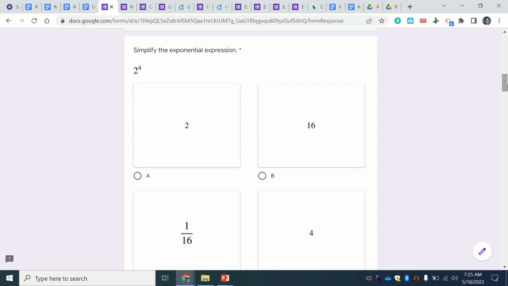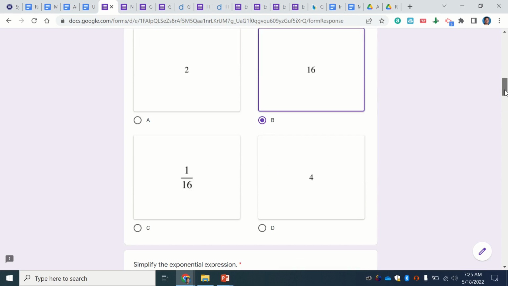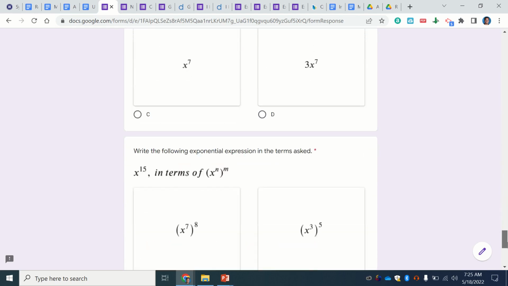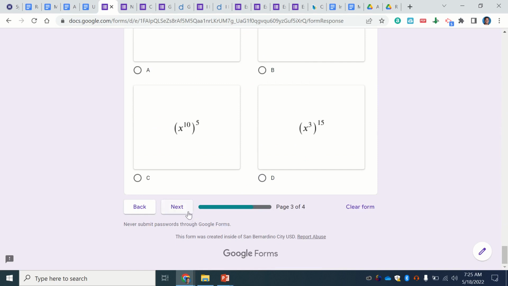Next one says 2 to the fourth power. Well, 2 to the fourth power is 2 times 2 times 2 times 2. So 2 times 2 is 4, times 2 is 8, times 2 again is 16. So 16 would be my answer. And I will continue to answer these all the way until I get to the end. Once I get to the end, I'll click next. And then that'll take me to my before you go. Fill out your before you go, and then submit your work on Google Classroom.